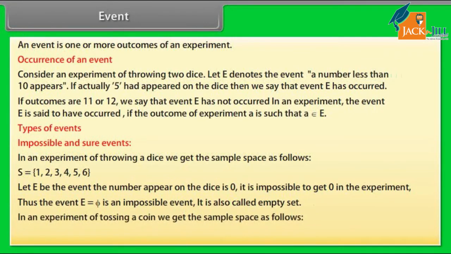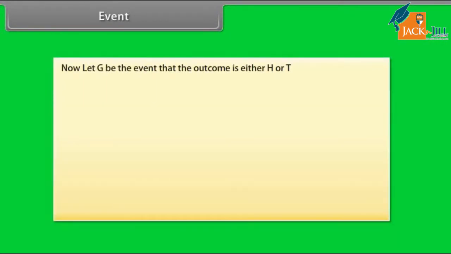In an experiment of tossing a coin, we get the sample space as follows. S is equal to H, T. Now let G be the event that the outcome is either H or T. Thus the event G is equal to H, T, is a sure event.